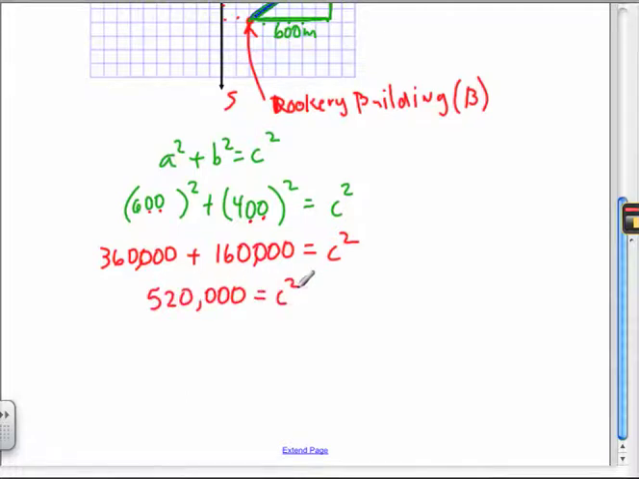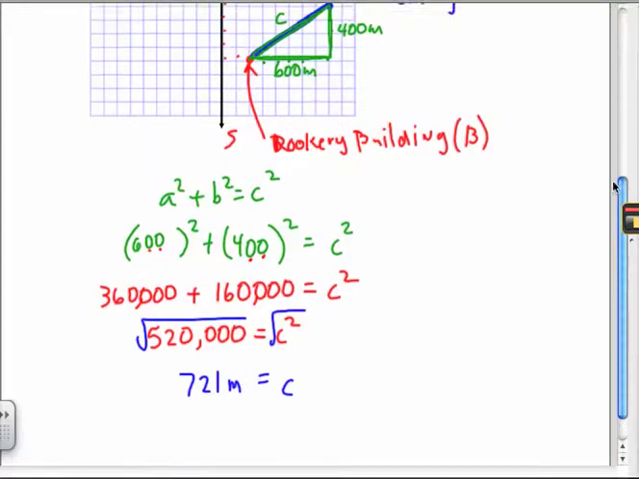But I don't want to know what C squared equals. I want to know the distance as the crow flies from B to A. All right, I want to know what C equals, not C squared. So I'm going to take the square root of both sides. And it said to the nearest meter. So let me see. What's the square root of 520,000? All right, the square root of 520,000 is 721.1. So that means that it drops down to 721 instead of rounding up. So 721 meters. That's how far the two groups are apart from each other.